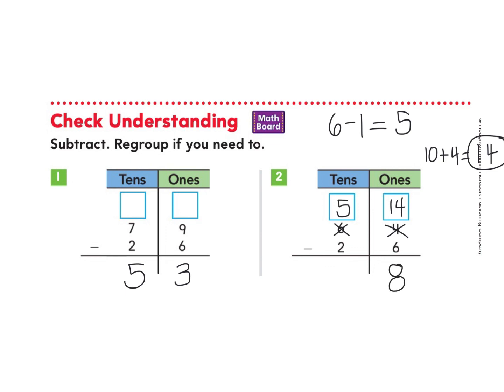Now let's look at the tens column. 5 take away 2. 5 take away 2 is 3. Our answer is 38. If you would like to go back and rewatch this video, you may do so, and you can pause anytime you need.